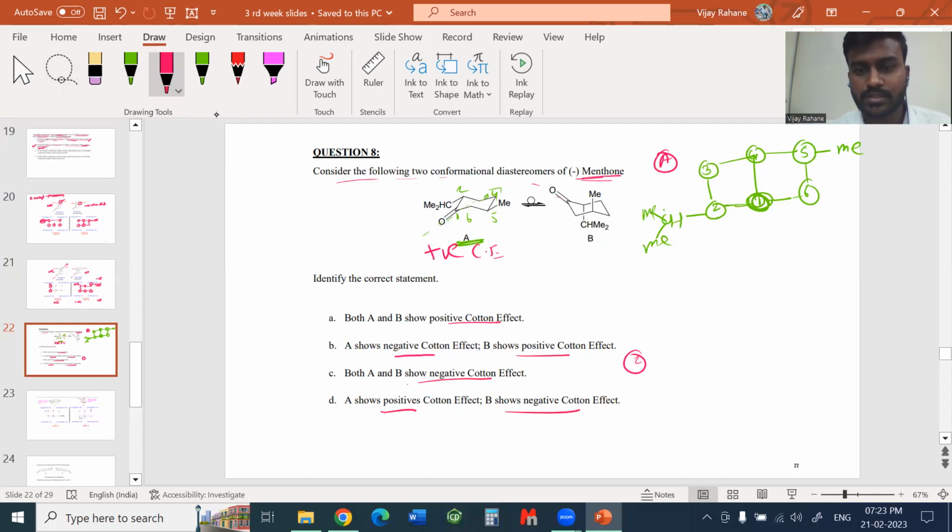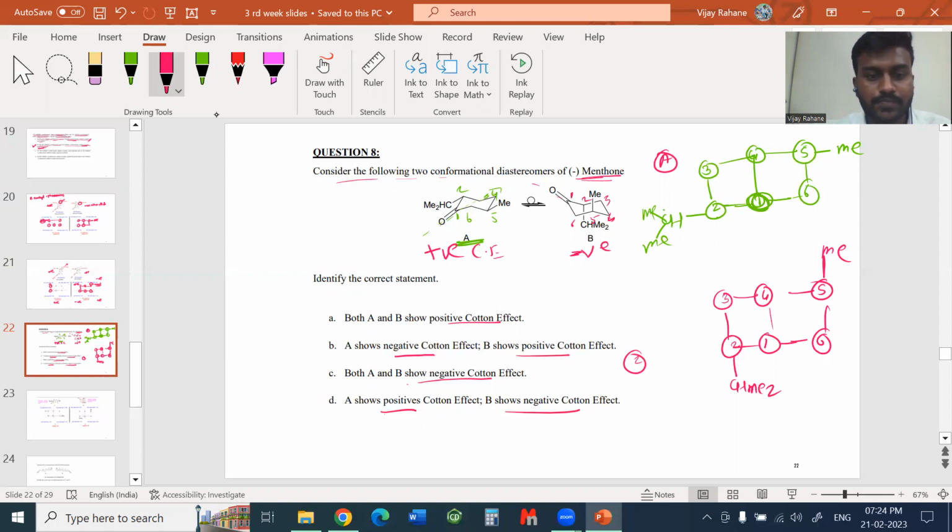If we see from this side, what you can see, we'll number 1, 2, 3, 4, 5, 6. The first carbon here, left hand side, there will be a group attached, CH Me2, 3, 4, 5, and 6, right? So these are the structure, and at number 5 carbon, an axial methyl group is attached. Since this one group lies in the negative quadrant, it shows a negative quadrant effect, right?